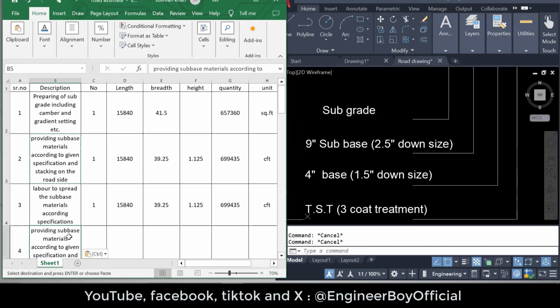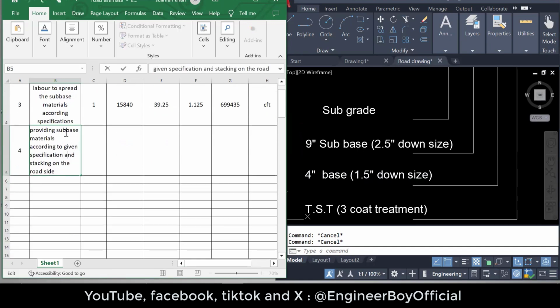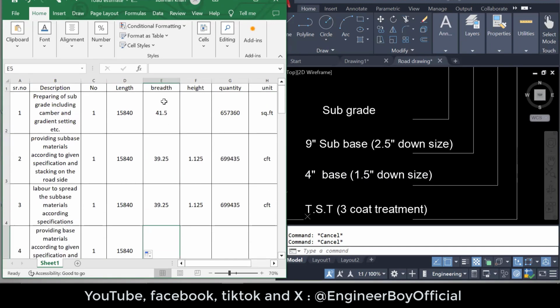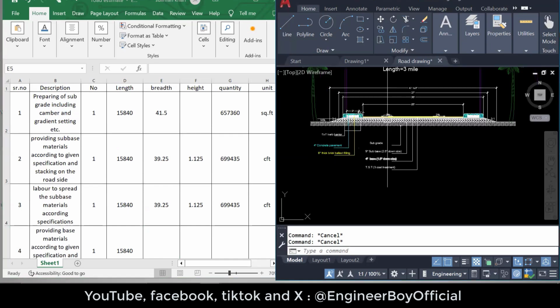So I'm gonna copy that, and let me just rename this into base layer. And this is according to the specification and stacking date on the roadside, okay? So that's simple. In number, it should be 1. The length should be the same, 3 miles, you can say. And what should be the width, or maybe the breadth, you can say. This should be actually, as you can see, different.